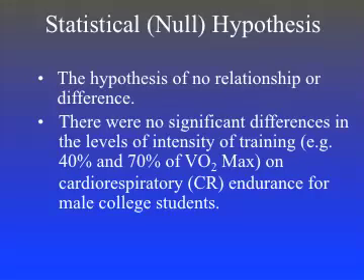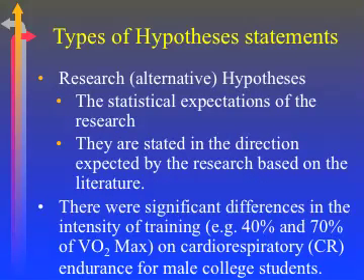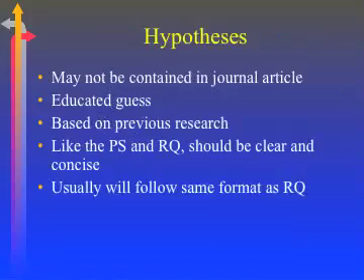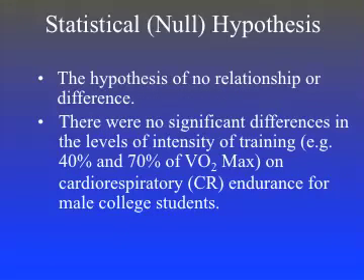And here's the example. There were no significant differences in the levels of intensity of training on cardiorespiratory endurance for male college athletes. So the difference between these two is that this one said there were no significant differences, whereas the other type of hypothesis said there were significant differences, and our research question said, were there any differences? So we're becoming a little bit more and more specific with each one of these. Again, use these as your examples for this class, for how you should be writing the purpose statement, the research question, and your null hypothesis.